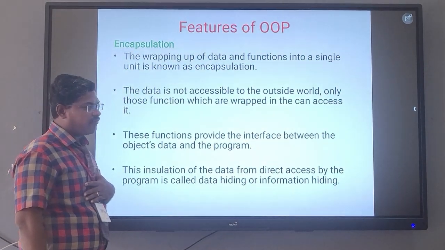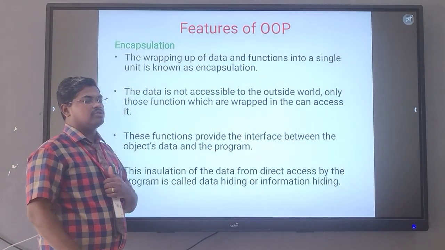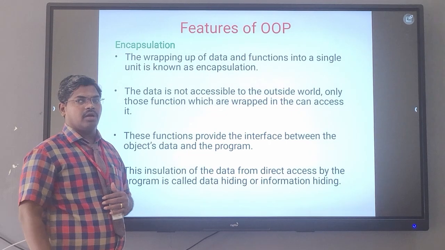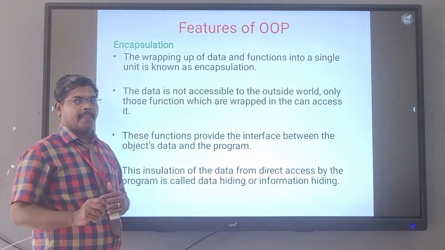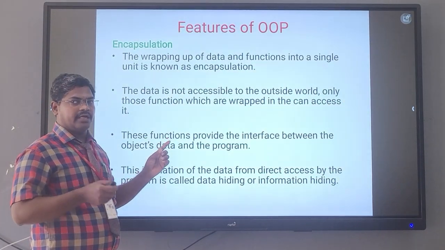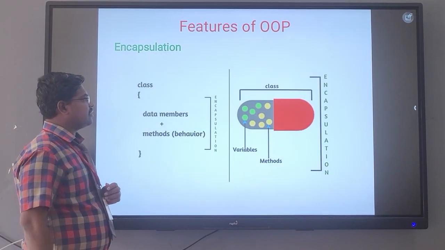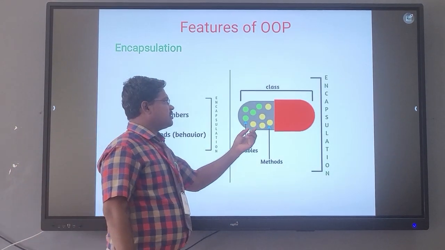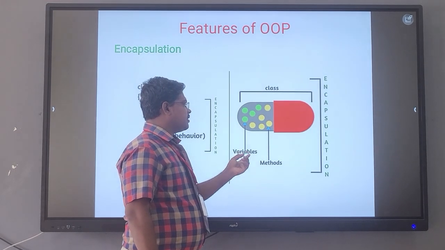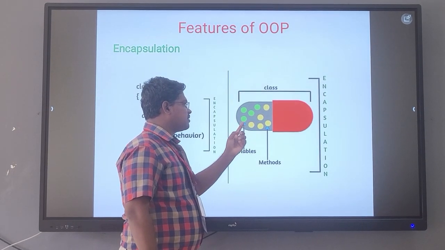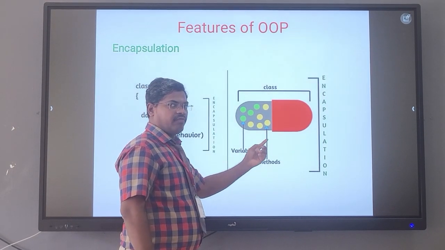That is a wrapping up of data. So normally, when users are going to develop any program, they declare the data. When you are using encapsulation, the data is encapsulated. See the picture. The picture clearly says this is the class, the entire class. These are the variables, that is, the data members. These are the methods, the member functions.